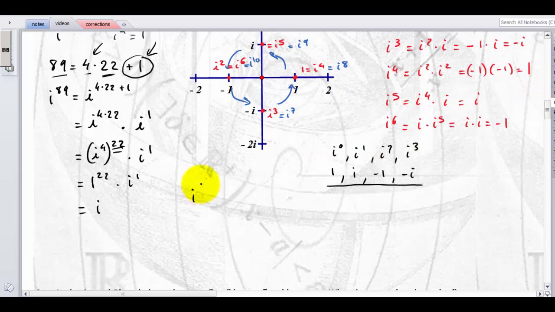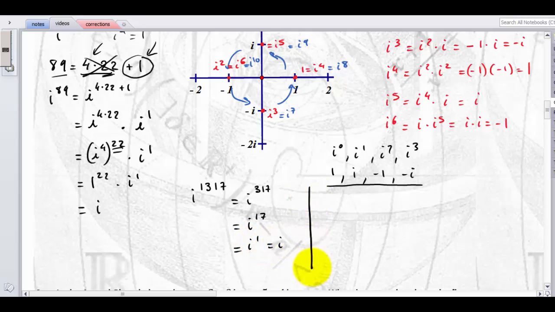But look, I'm going to take I to the 13,017. Here we go. Ooh, this is difficult. No, it's not. You just eliminate all the multiples of 4. Is 1,000 a multiple of 4? Yep. Therefore, this right here is equal to I to the 317, okay? I just get rid of 1,000 because it's a multiple of 4. Is 300 a multiple of 4? Yep. So this is just I to the 17. And what's the largest multiple of 4 in 17? 16, so it's just I to the first power, which is I. You see, it's really, really simple.